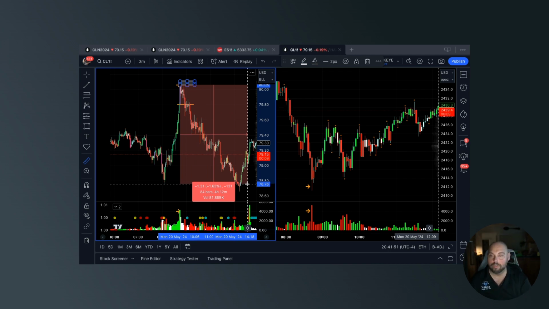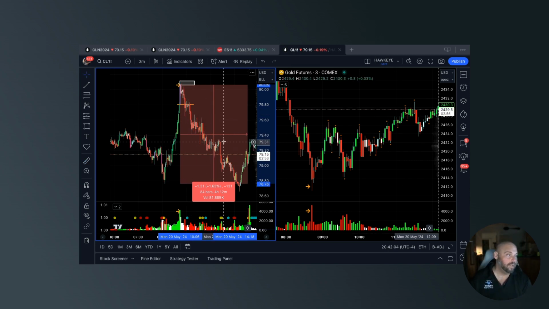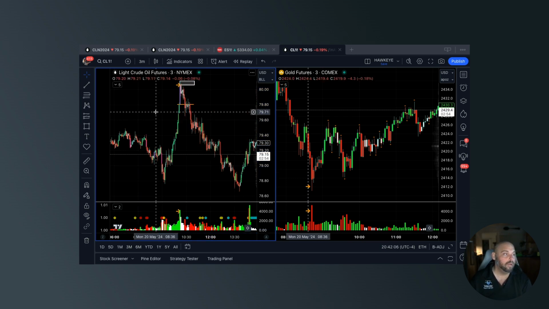That's 131 ticks. Okay? That's $1,300 per contract traded. You have a handful of contracts or micro contracts, whatever it may be. You continue to cover as the market keeps going in your favor. But I want you to notice something.